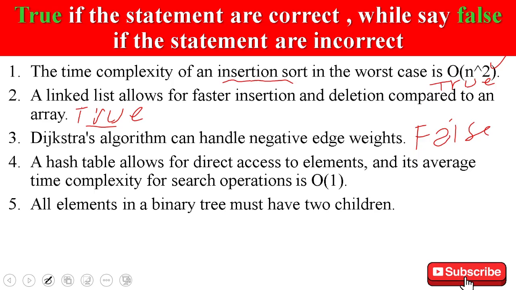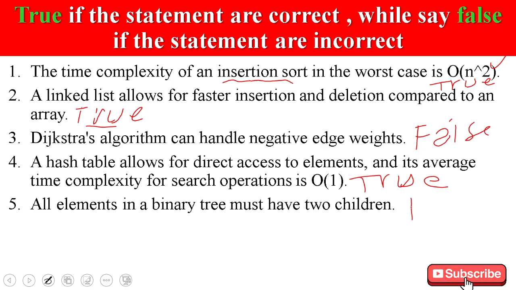The fourth one: a hash table allows for direct access to an element and its average time complexity for search operation is order of 1. This is also true. The last true/false option: all elements in a binary tree must have two children.